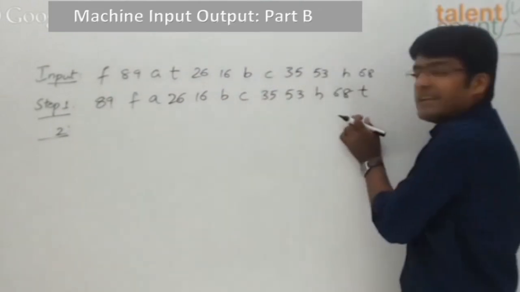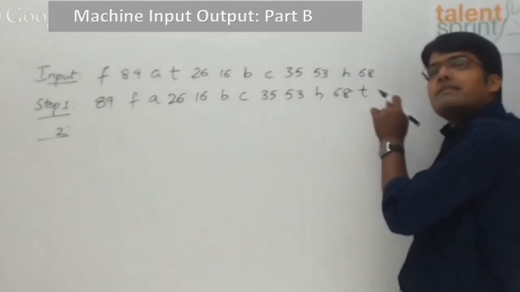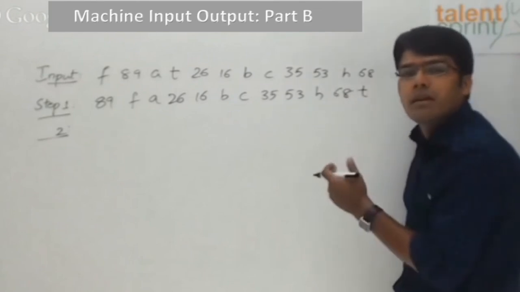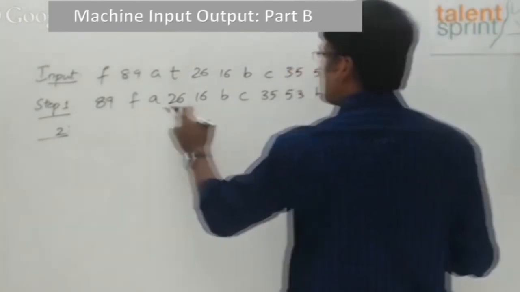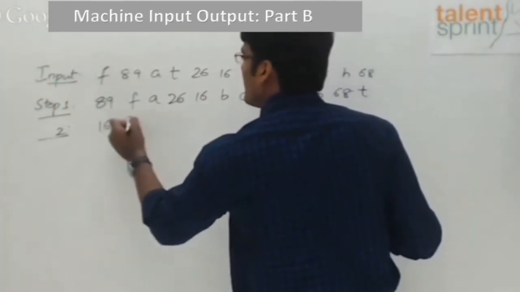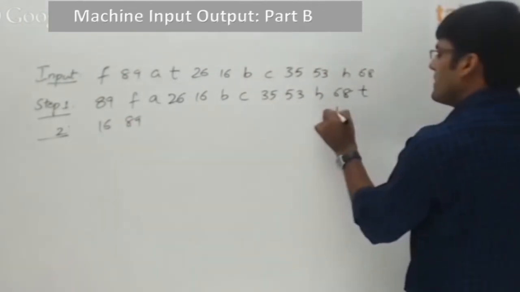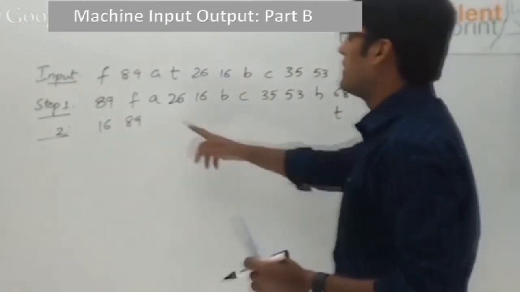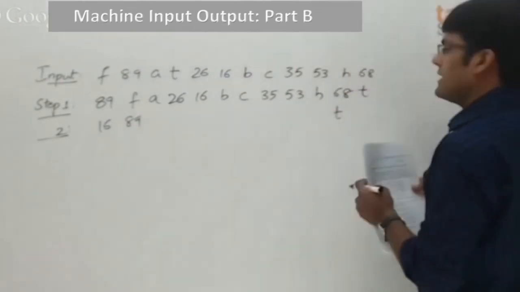And we have got the last word here. After this word, we'll put the second last word, as per alphabetical order. So what will be the smallest number? 16. So 16, 89, and T will come here. What comes before T? F, B, C, H. I think H will come.